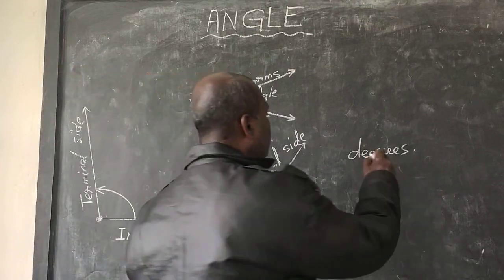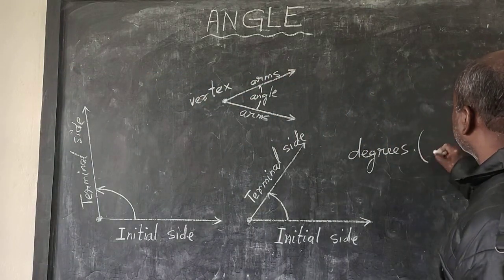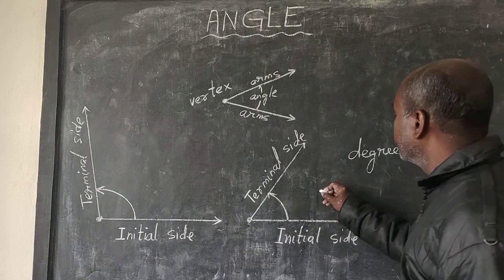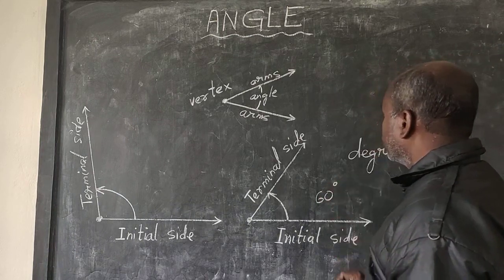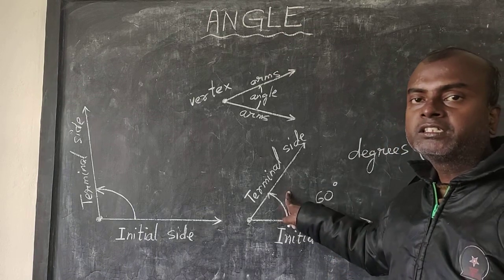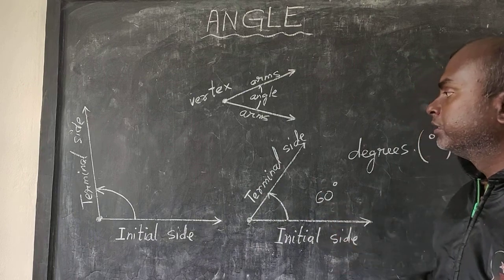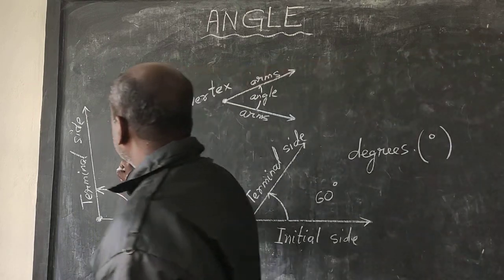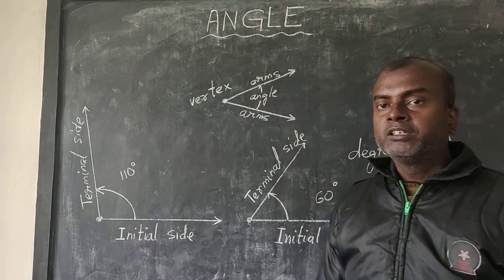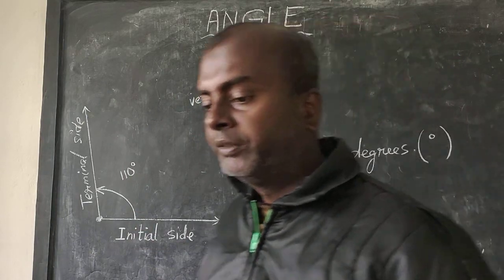The value of an angle is measured in degrees. In short, we write it like this, degree. Okay, if it is 60 degree, then it will be written like this, 60 degree. This is the short form of degree. I am not saying that this is exactly 60, just an example I am giving. Okay, if this is 110 degree, then degree is written like this. Okay, so this is about it.